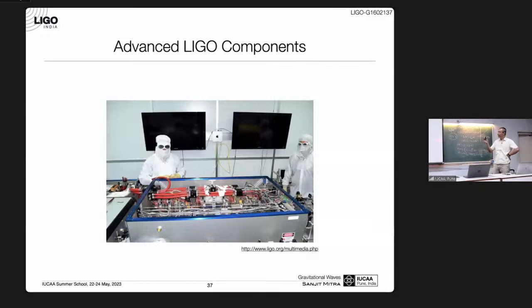This is much bigger than the laser pointer we are using here. It was initially supposed to be 125 watts, but I think it generated 70 watts of power. I have to check what the power is right now.